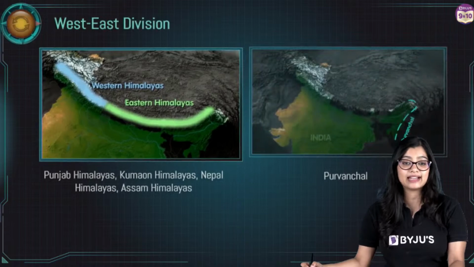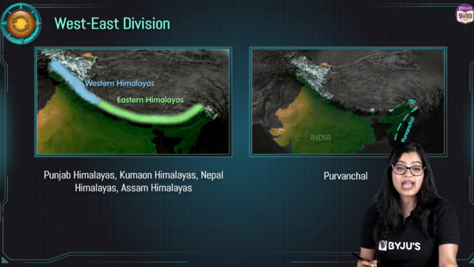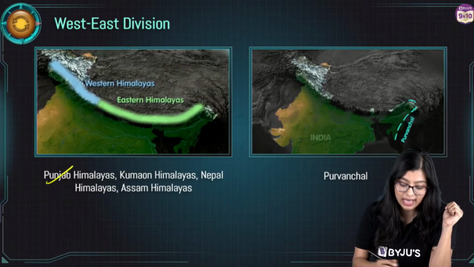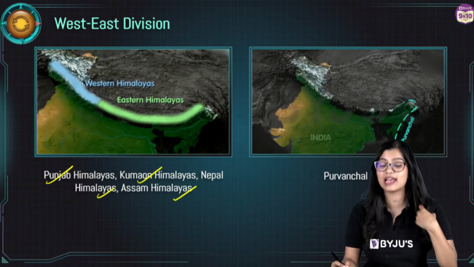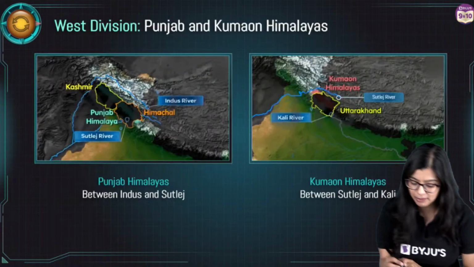So based on that, I have four that are there, sorry. So I have important demarcations here, right? So I have the Punjab Himalayas, the Kumaon Himalayas, the Nepal Himalayas, Assam Himalayas, and the Purvanchal that is there, right? So first up we have Punjab Himalayas.